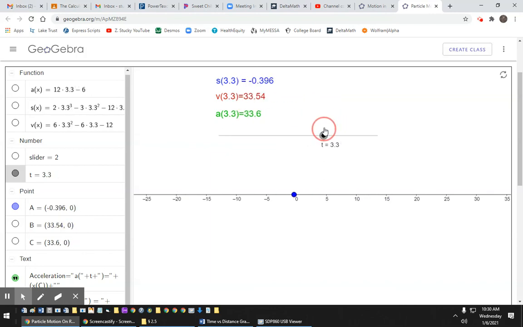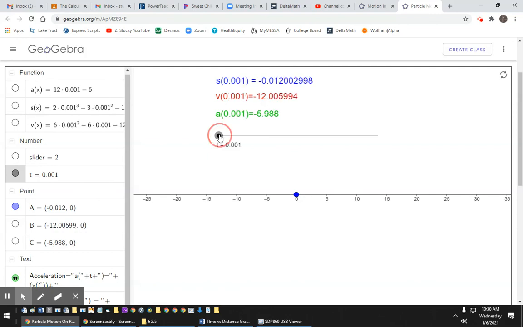So let's talk about the particle speeding up and slowing down. Notice my velocity is negative and my acceleration is negative. This means that my particle is moving to the left and it's getting pulled to the left. So it's accelerating in the same direction that it's moving. That means that my particle is speeding up. That's because my acceleration and my velocity have the same sign.